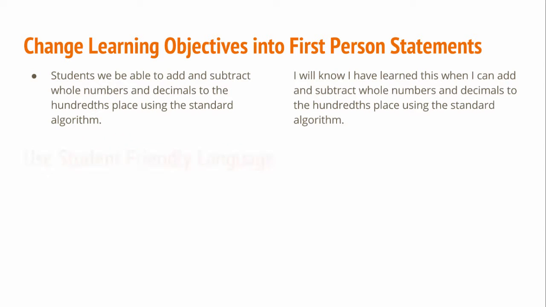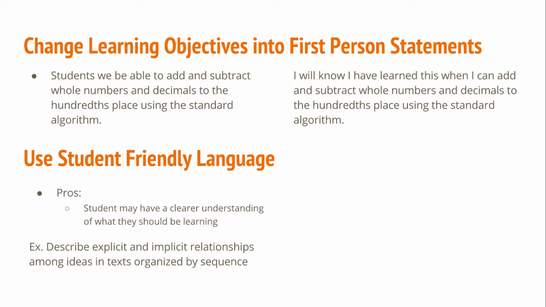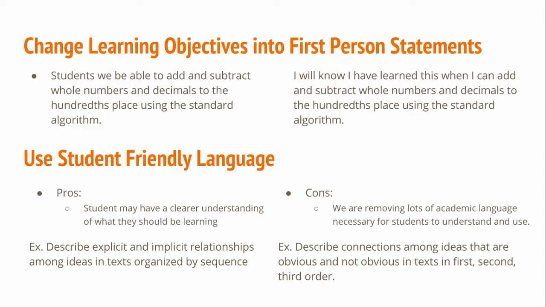That's a really simple thing we can change when we're writing learning objectives and expressing them to our students. Let's talk a little bit about using student-friendly language. I know there's a lot of debate about whether we should use it or not. I have my own opinion, but I just want to present both sides and you decide. The pros of using student-friendly language, obviously, are that students may have a clear understanding of what they should be learning because the words are more understandable to them. The con is we are removing a lot of the academic language necessary for students to understand and use. A lot of the academic language that we pull out are words they really need to know, and we're going to lose some of the meaning of the learning objective.